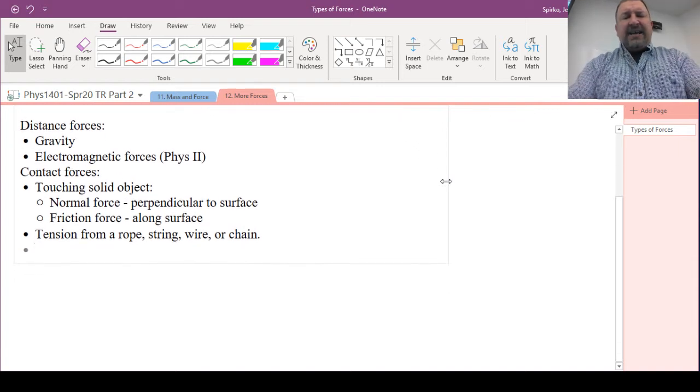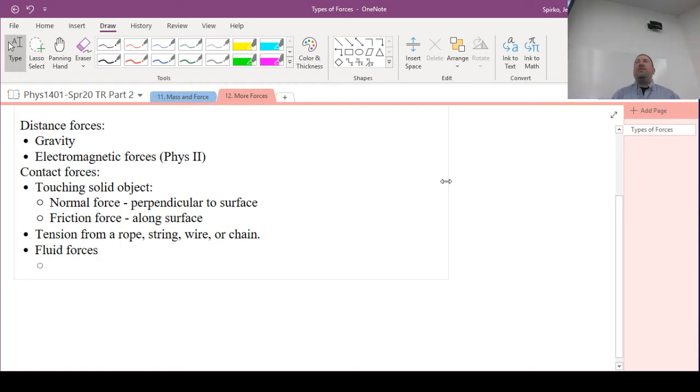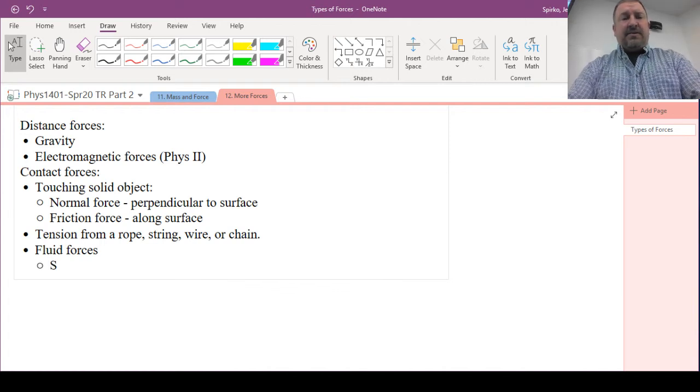And then the other big one is the possibility of fluid forces. We're not going to do too much with fluid forces this semester, but I want you to realize they exist. There is a force of static pressure.